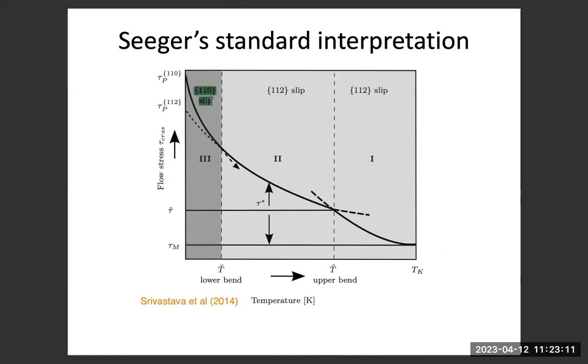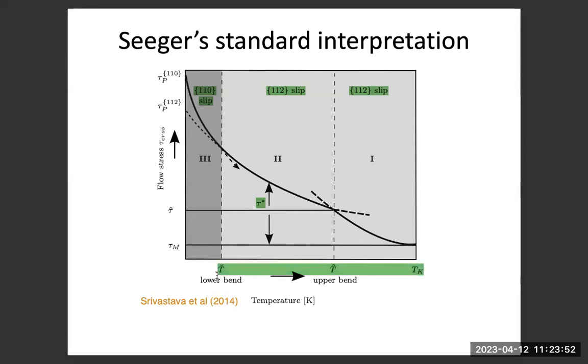flow stress. The critical resolved shear stress is greater along the 1, 1, 1 plane. For the 1, 1, 2 plane, we have less critical resolved shear stress. So this is the excess stress for different planes. And for the 1, 1, 2 slip plane, after a certain temperature, we have very, very low excess stress, and we can activate the dislocation very easily.